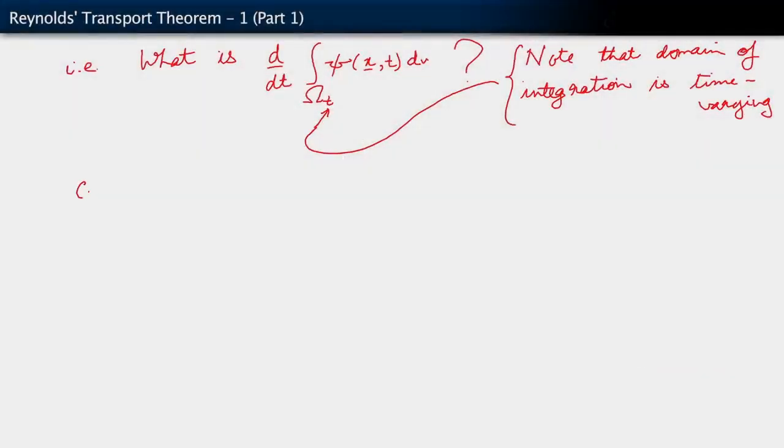All right? So in particular, what we're going to do is the following. We are going to change the domain of integration. We're essentially going to effect here a change of variables.